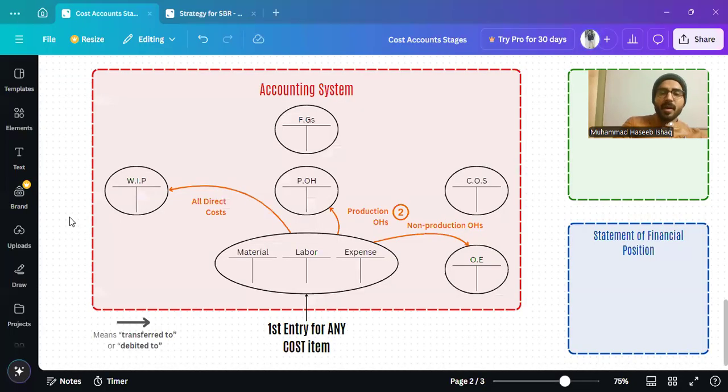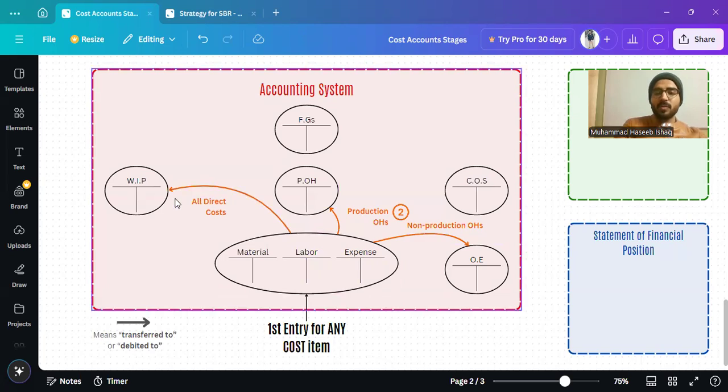Right. So under the second stage of maintaining the cost accounts, all direct costs are transferred to the work in progress account, all production overheads are transferred to the production overhead account, and all non-production overheads are transferred to the operating expense account. So the total amount that we debited in the labor account was 18,000. Now all of this 18,000 is going to be transferred.